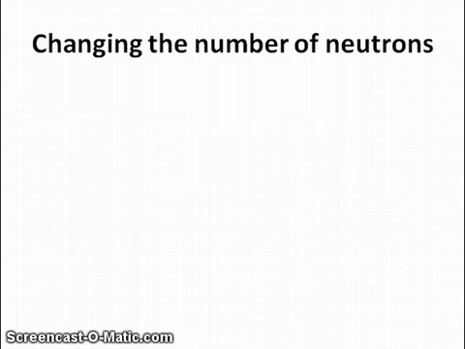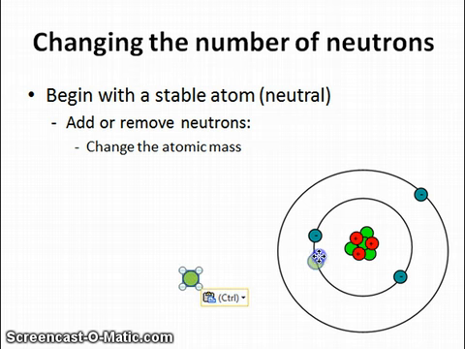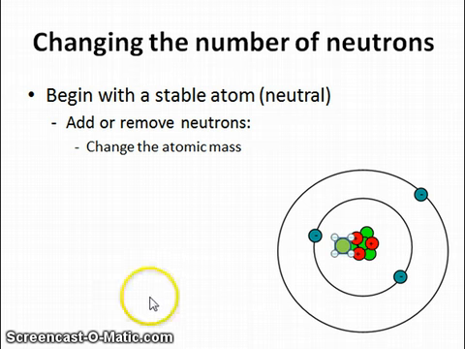And finally, let's see what happens when we change the number of neutrons. As always, we will begin with a stable atom. Here we have our lithium atom again. And we can add or remove neutrons. In this case, I'm going to add because I find it easier. So let's suppose that I add 1 neutron over here. When I add 1 neutron, we see that the charge still remains the same. We still have 3 protons and 3 electrons.